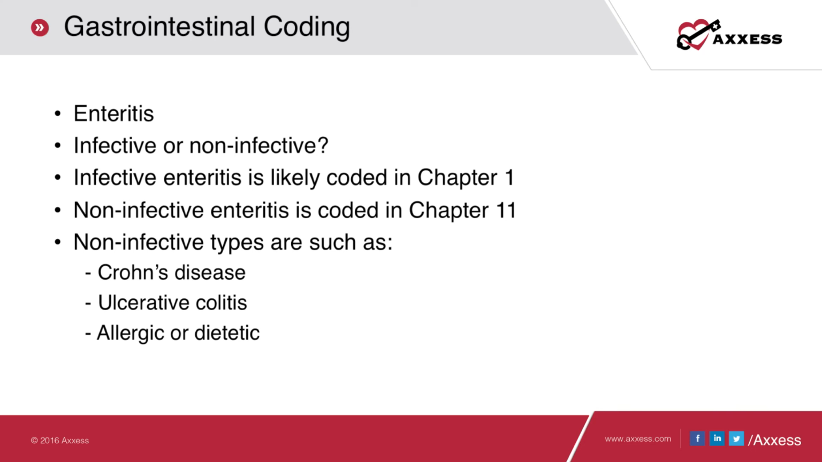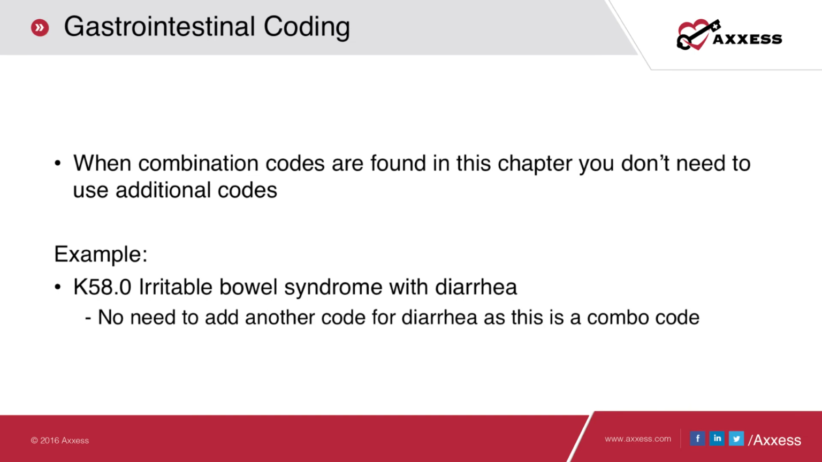That's how I remember. In Chapter 11, you see more of the non-infective types, such as Crohn's disease, ulcerative colitis, and allergic or dietetic problems. All right, so when combination codes are found in this chapter, Chapter 11, you don't have to use additional codes in some examples. For example, at K58.0, you have irritable bowel syndrome with diarrhea. You don't need to add another code for diarrhea because it's already part of the combination code here. And that will apply to many of the combination codes unless they specifically tell you to use an additional code to code something else. You don't have to do that.